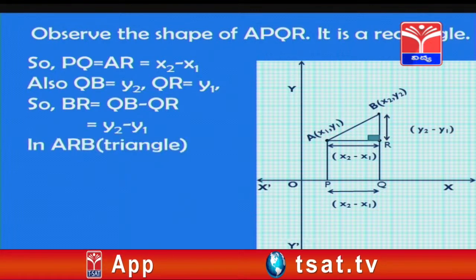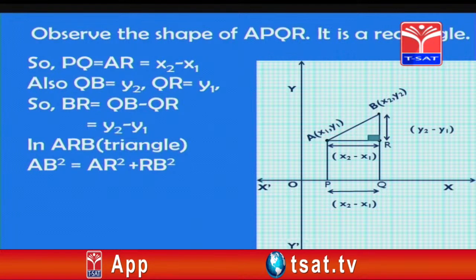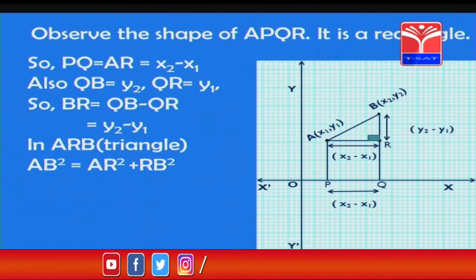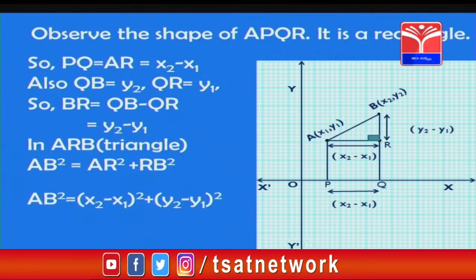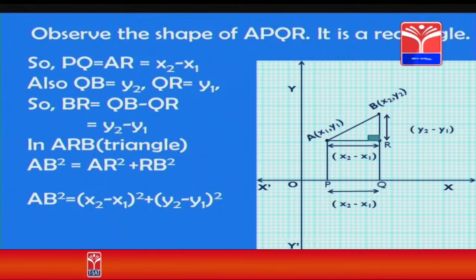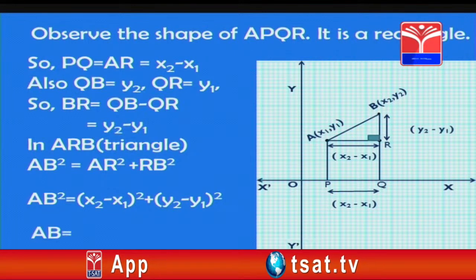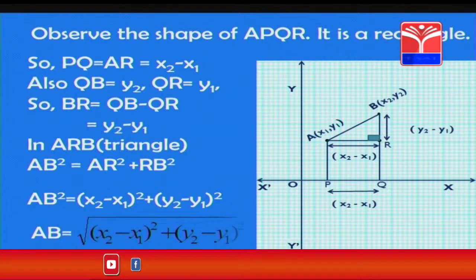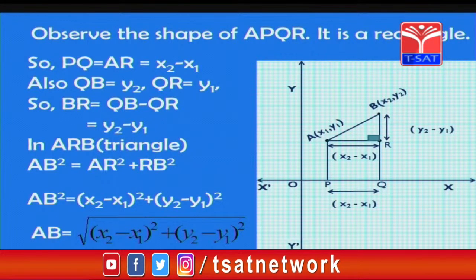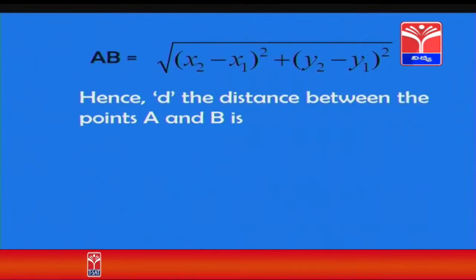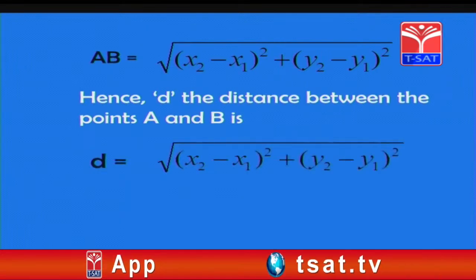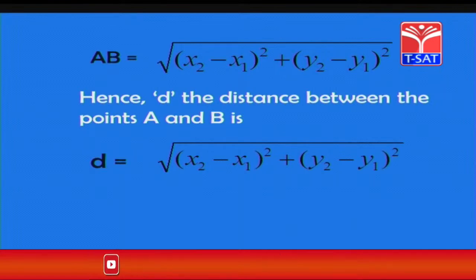In the triangle ARB, which is a right angled triangle, AB square is equal to AR square plus RB square. Children, please observe, we have used the Pythagoras theorem over here. So, AB square is equal to (x2 minus x1) whole square plus (y2 minus y1) whole square. So, AB is equal to under root of (x2 minus x1) whole square plus (y2 minus y1) whole square. Hence, D, the distance between the points A and B, is equal to under root of (x2 minus x1) whole square plus (y2 minus y1) whole square.